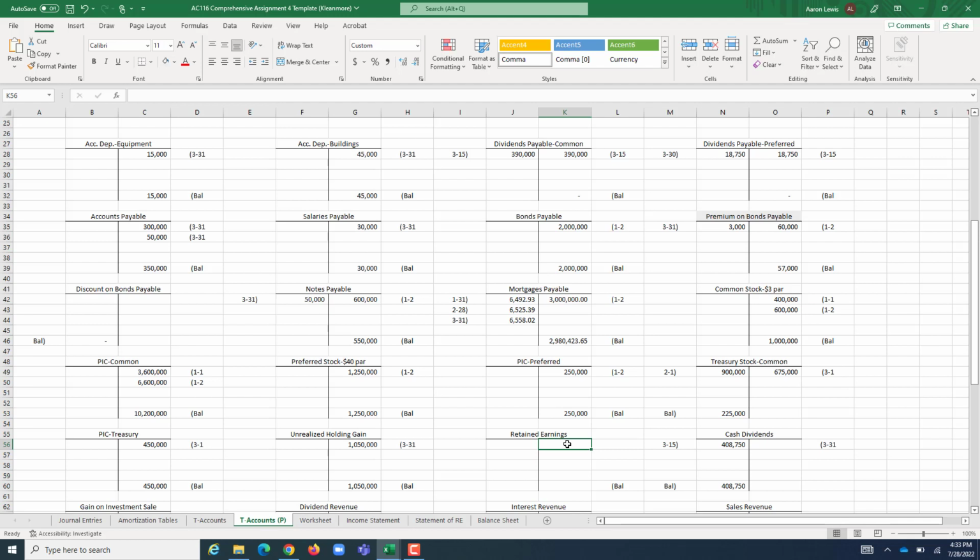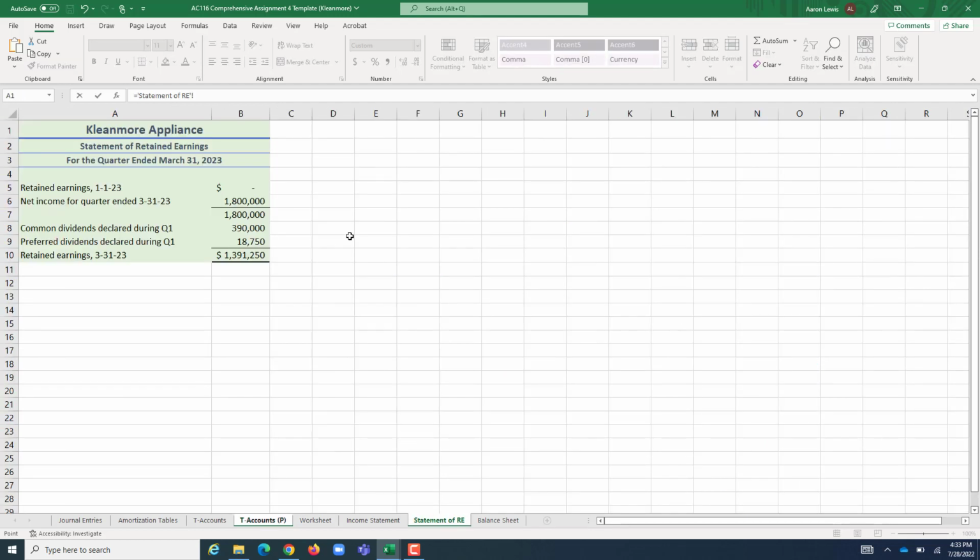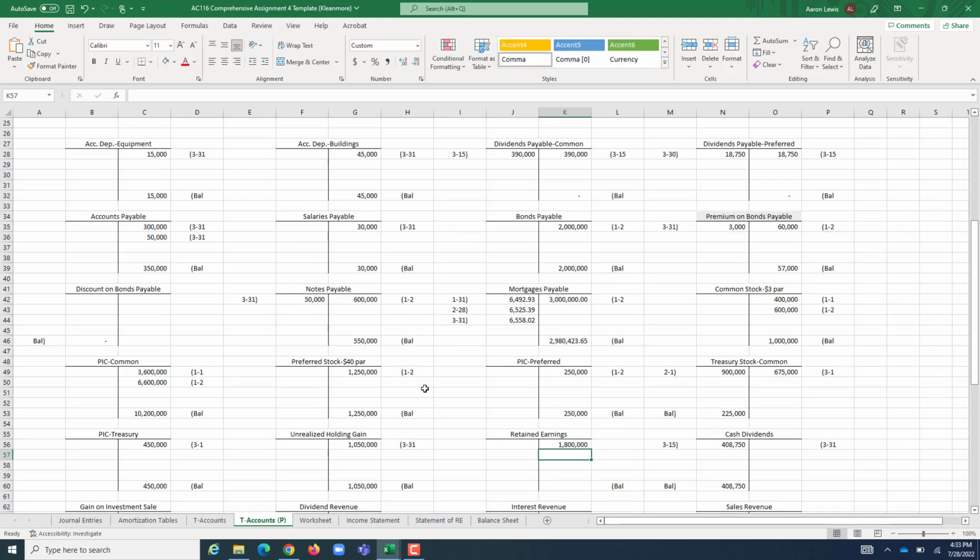So as a cheat, just for this assignment, this isn't perfect practice, but it's going to save you having to do about 25 different steps. At this point, it's a good idea to go to your retained earnings T account and go back to your statement of retained earnings, grab the net income, that what it could have been is $1.8 million, and bring it over to your T. And that happened on the 31st of March.